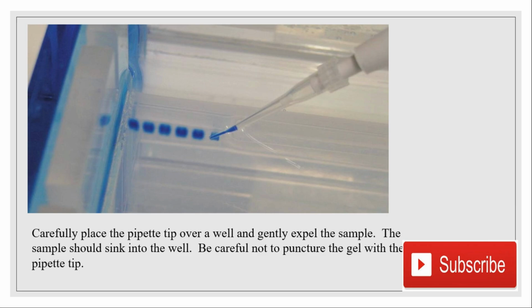Okay, and after that, when you properly prepare the sample of your DNA and the PCR product, you can carefully place the pipette tip over the well and gently expel the sample. The most important thing is the angle of the tip and of the well. It should be a 45 degree angle, so it will easily move into the well.